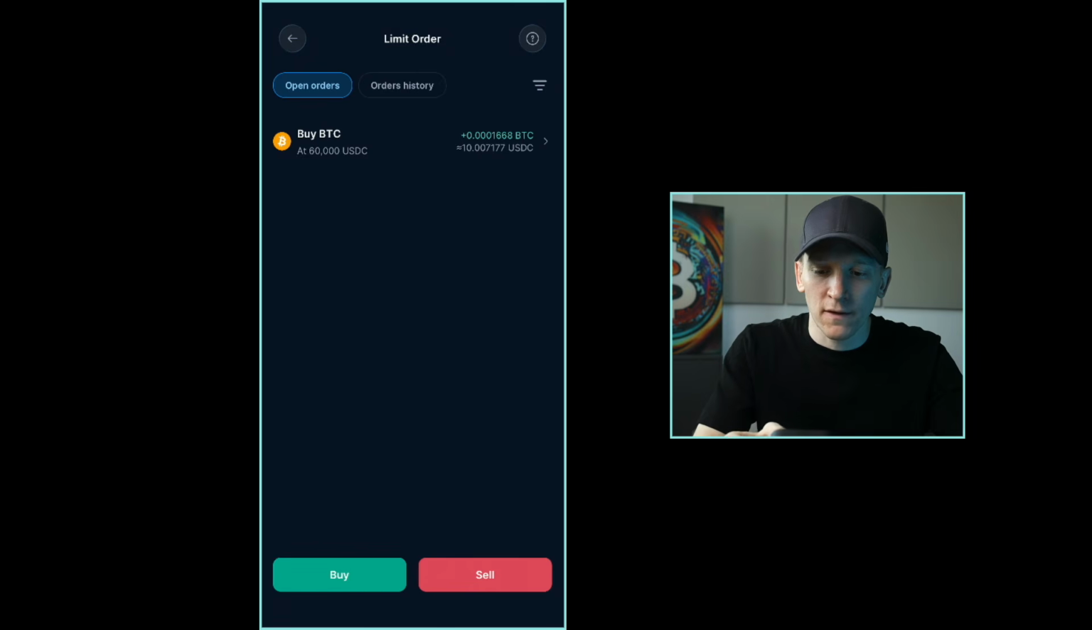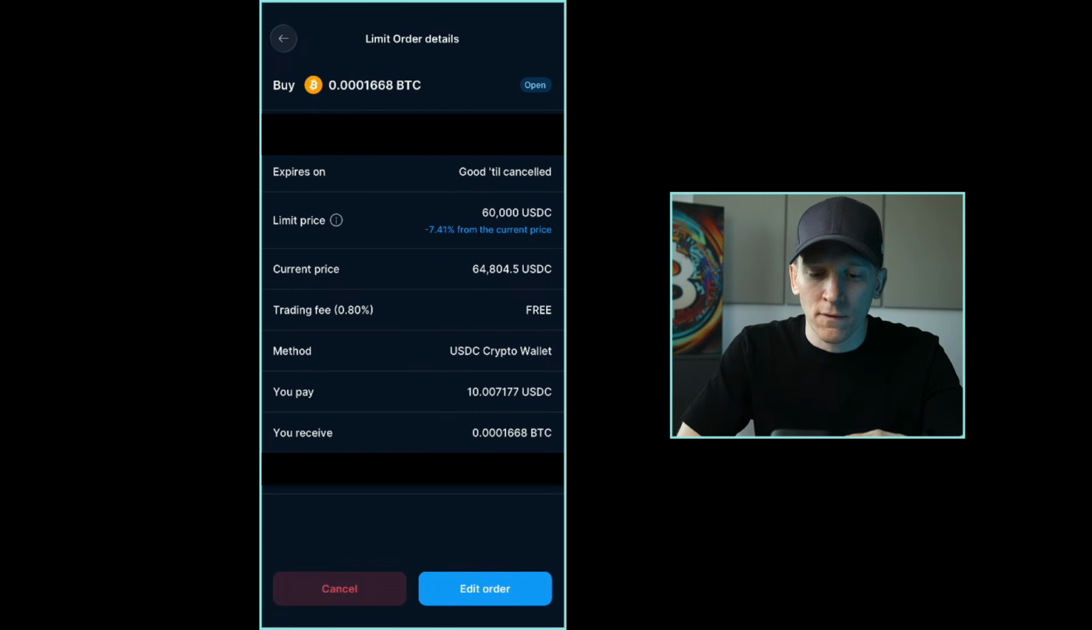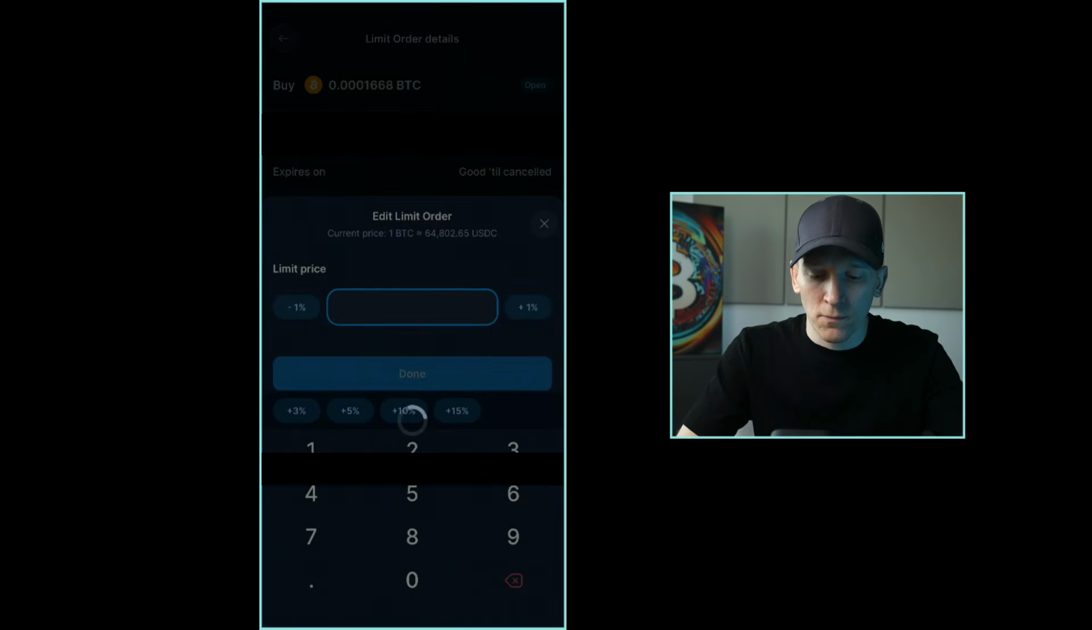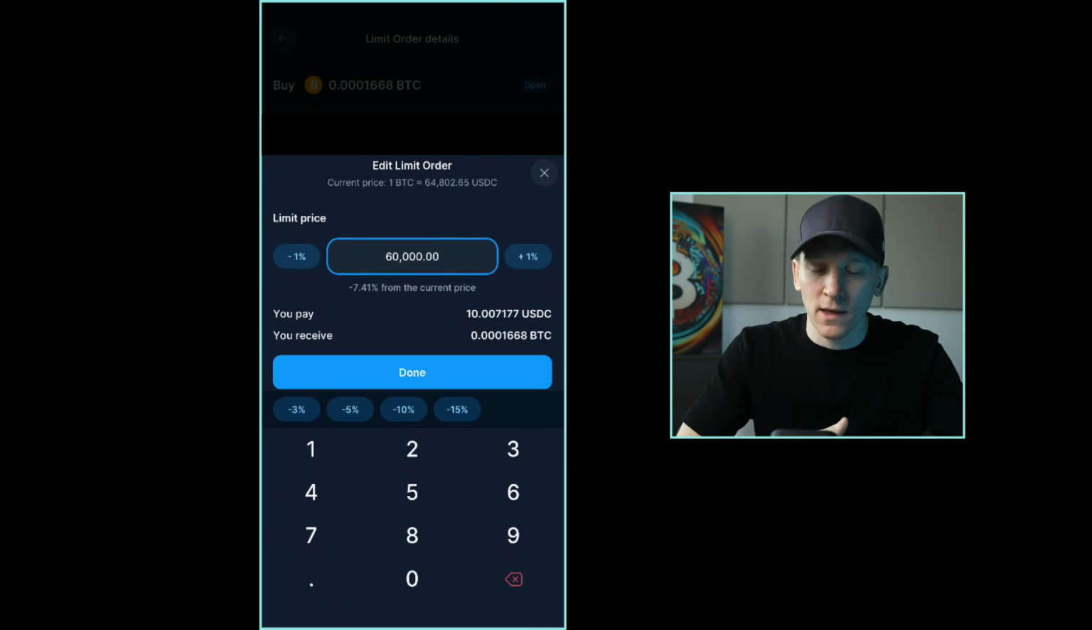But what you can do is click on this order and you can see all of the details when it was created. Notice expires on good till cancelled. That means it will stay in the system until I physically cancel it or until it trades. And you can see everything else about the order. And of course, you can edit or cancel the order here. So bottom right, if you want to edit the order, press that. And you can change the price and the amount of the order.